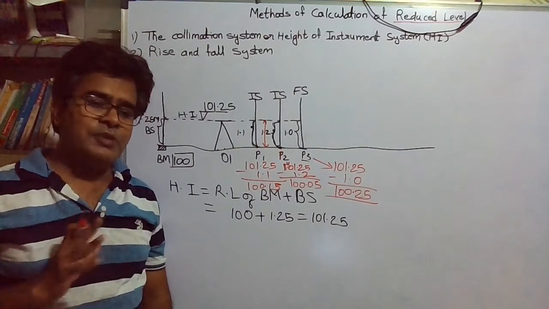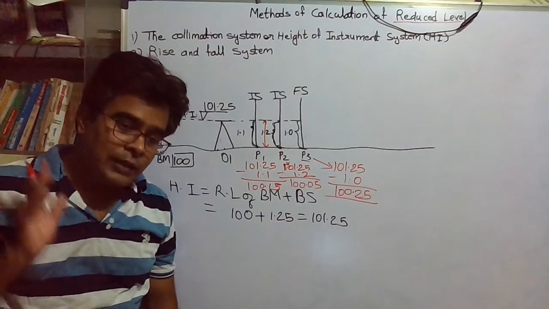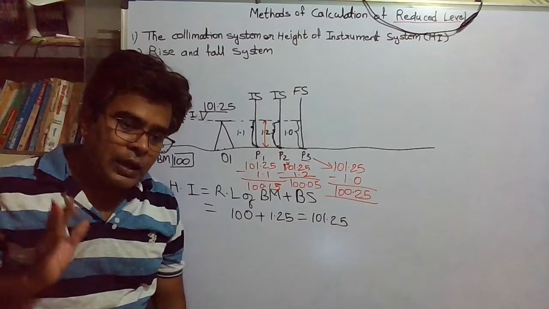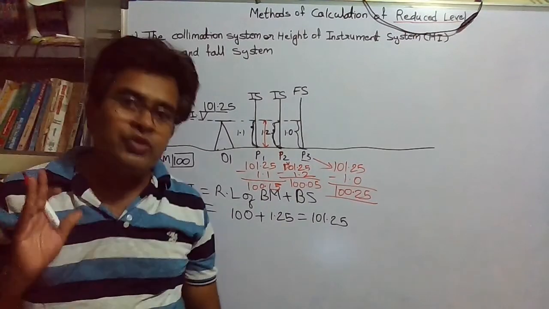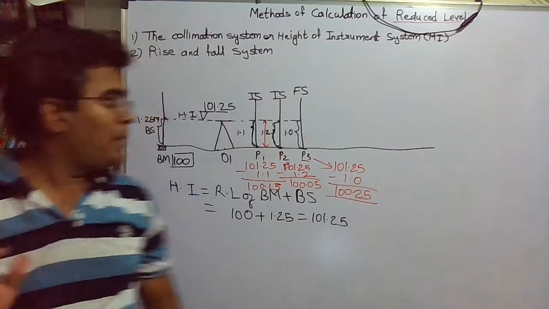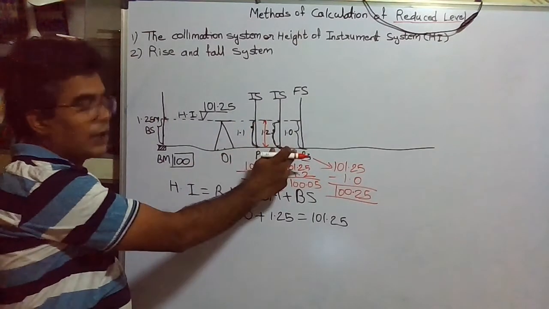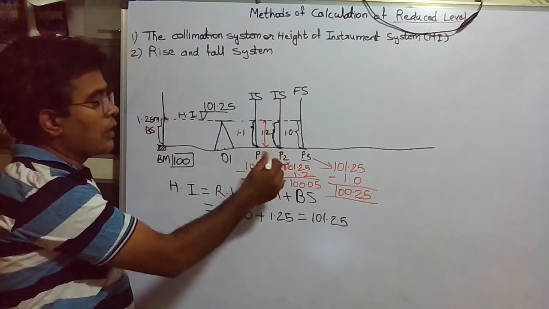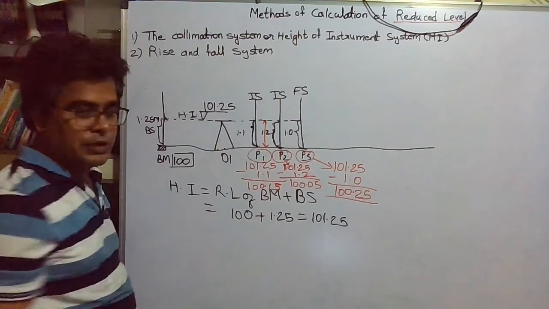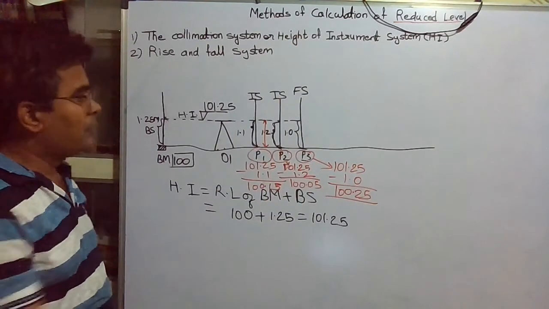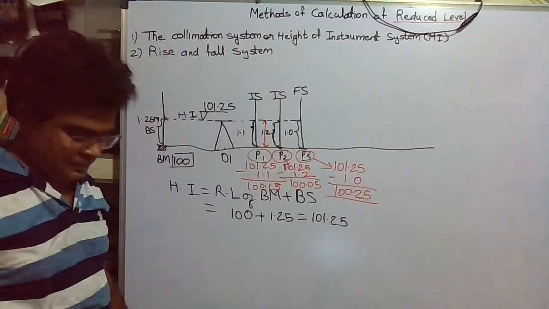So what is this method? What is the collimation system or height of instrument method? We are first finding out the RL of the line of collimation, that is nothing but the height of instrument, and one by one we are subtracting whatever star readings we are getting to get the RL of the respective points, RL of point P1, point P2, point P3. Okay, got it? Means we are just subtracting the star reading from the height of instrument.